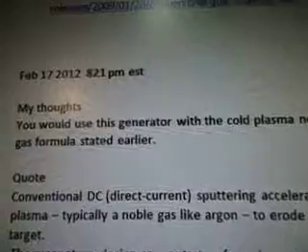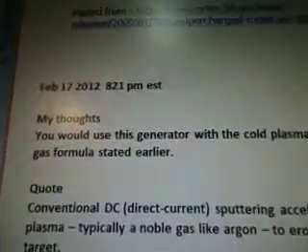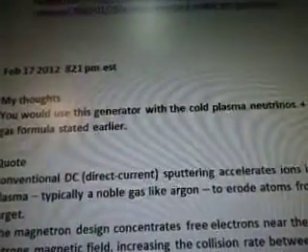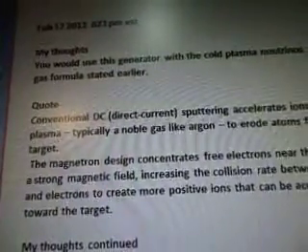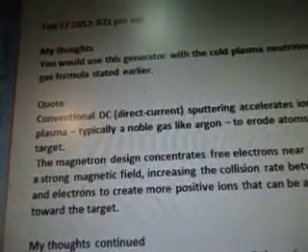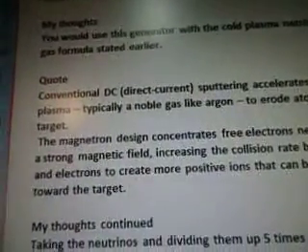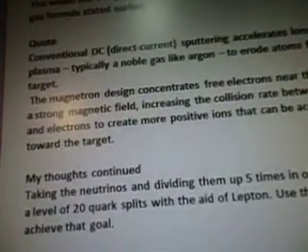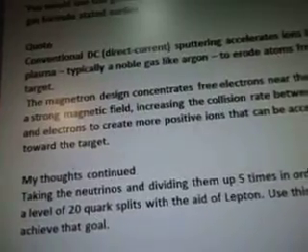And I found that at newscenter.lbl.gov, news releases, February 17, 2012, my thoughts. You would use this generator with the cold plasma neutrinos plus argon gas formula stated earlier. Quote, conventional DC direct current sputtering accelerates ions in a plasma, typically a noble gas like argon, to erode atoms from the target. The magnetron design concentrates free electrons near the target in a strong magnetic field, increasing the collision rate between atoms and electrons to create more positive ions that can be accelerated toward the target.